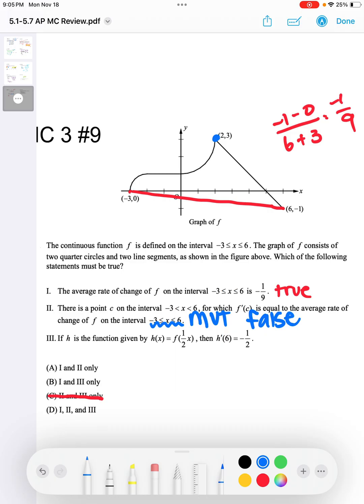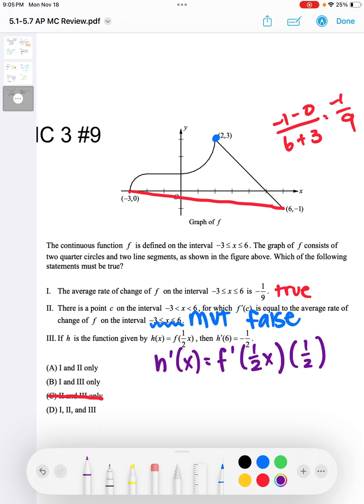All right, if h is the function given by h of x equals f of 1/2 x, then h prime of 6 is negative 1/2. Okay, so they made a new function for us. It's h. It includes f, but not f of x. It's f of 1/2 x. So I'm going to take the derivative of h, and that's going to be chain rule. Derivative of the outside, which is derivative of f, copy and paste the inside, times the derivative of the inside, which is going to be 1/2.